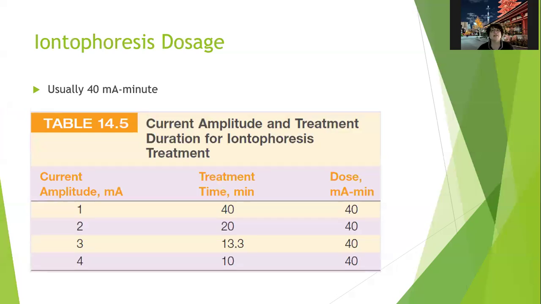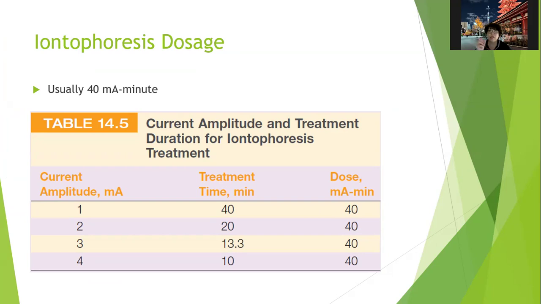So the variables that can be adjusted: the dose is almost always the same. For dexamethasone, it's 40 milliamp-minutes. So you can adjust the amplitude based on what the patient can tolerate, and the treatment time. Those are the two things you can adjust. The amount of medication that you put onto the electrode is usually the same, and the dosage is usually the same. What you're adjusting are the amplitude and the treatment time. So the amount of amplitude that the patient can tolerate determines the treatment time.